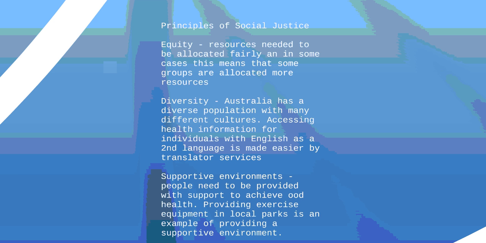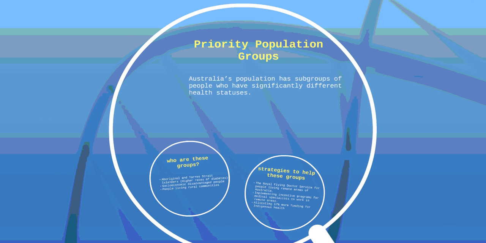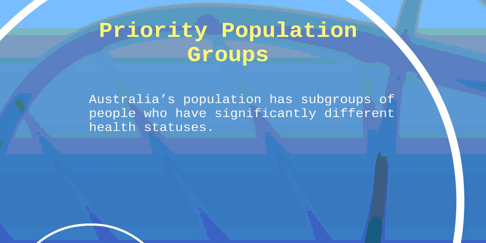The third principle is supportive environments. People need to be provided with support to achieve good health. An example of this is providing exercise equipment in local parks so that people have the chance to do physical activity. The next dash point is priority population groups.